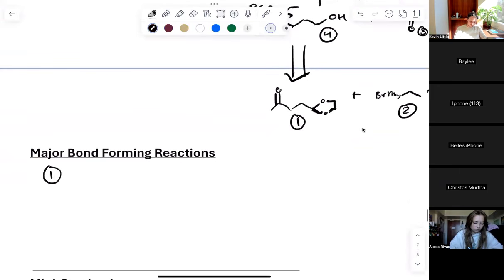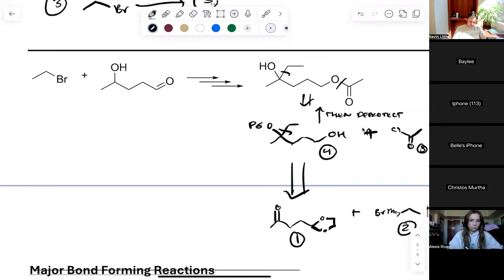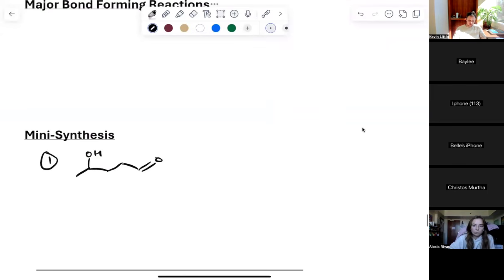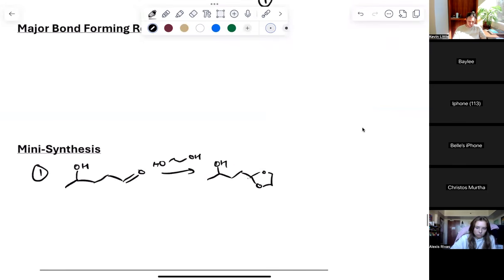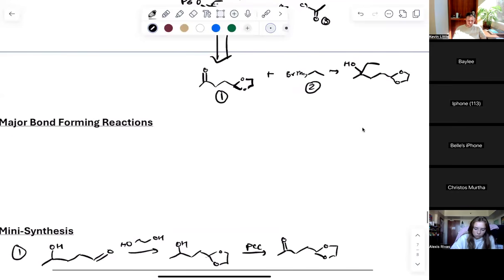Oh, weird. I'll just... Okay. So for one, I'm going to go ahead and just protect this carbonyl. Then I can oxidize the alcohol to get this. So that explains how I got one.